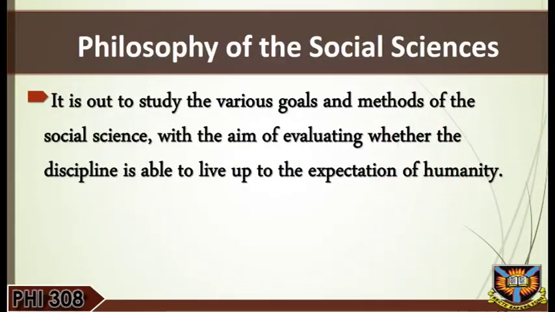Philosophy of the social sciences, just like the philosophy of science, is how to study the various goals and methods of the social sciences, with the aim of evaluating whether the discipline is able to live up to the expectation of humanity. Philosophy of the social sciences ponders on certain issues inherited from the philosophy of natural science and also reflects on problems and issues generated by its own peculiar disciplinary orientation.